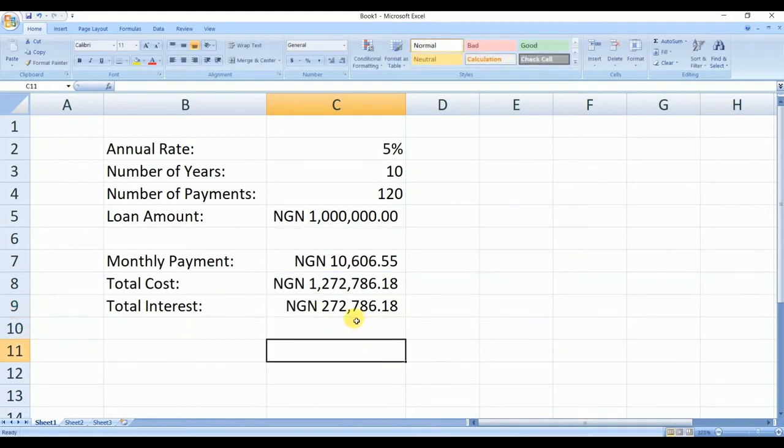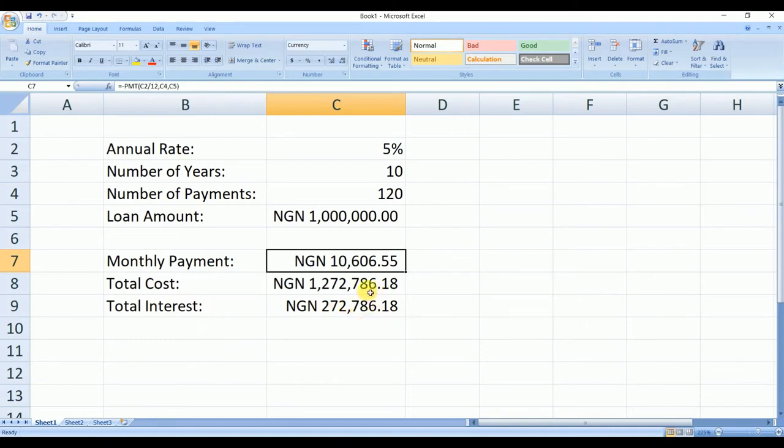And the system tells me the difference is 272,786. So what this means is that if I am given a loan of 1 million naira and I'm told to pay for a period of 10 years at 5% annual interest rate, I will make a total of 120 payments, and each monthly payment will be just a little over 10,000 naira. So the total cost of the loan at the end of the day will be a little over 1.2 million, and the interest that the bank will make will be 272,000. So that's the interest we pay.